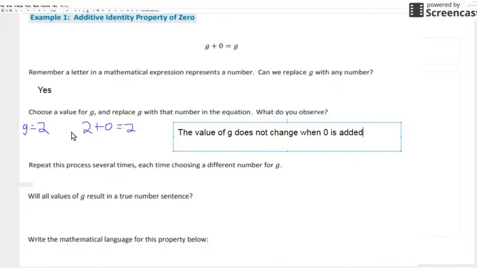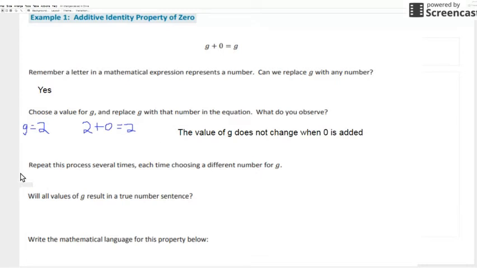So whenever I have any kind of G, no matter what it is, if I add 0 to it, it doesn't change. Now the second part says repeat the process several times, each choosing a different number for G. If you want to, you can pick a number for G and add it to 0, and you'll see that this will never change. Whatever G is, if you add it to 0, the answer is G as well on the other side of the equation.